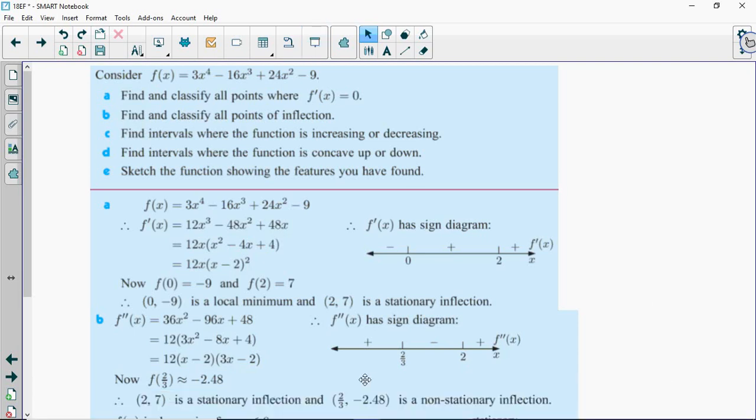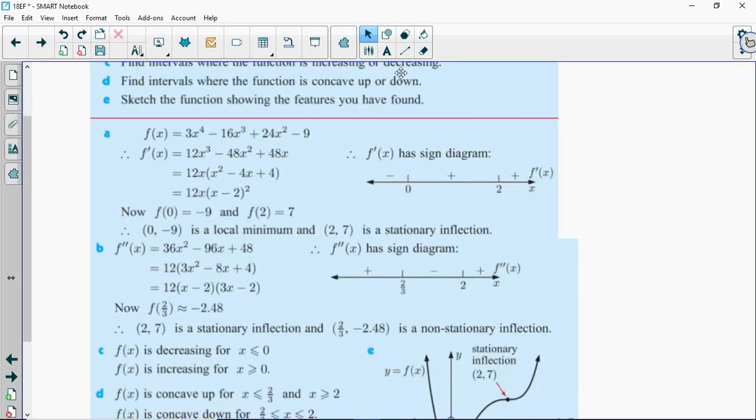Moving on, again, we find the y values of each. Well, we already knew 2, 7. So now we just find the y value of 2/3, rounded to 3 sig figs. Part C, where is the function increasing and decreasing? I've got that right here. It's decreasing from negative infinity to 0, and it's increasing from 0 onward.